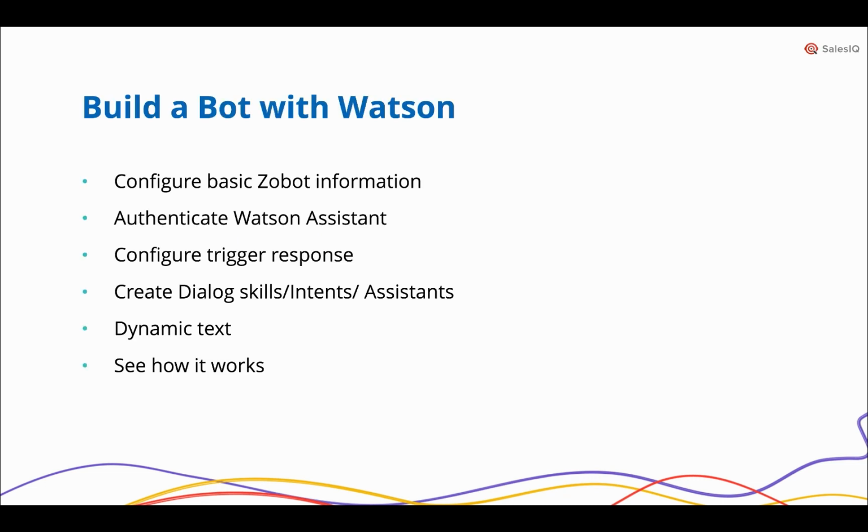So while we're building a Zobot with Watson, let me tell you what steps we're going to be following. First, we'll be configuring basic Zobot information like we always do, following which we will authenticate the Watson assistant and integrate it with the Zobot. We'll configure trigger responses to be triggered to website visitors. Then we'll create something called dialogue skills, intents, and assistants. And then finally, we'll look at how dynamic text works inside the Watson platform.